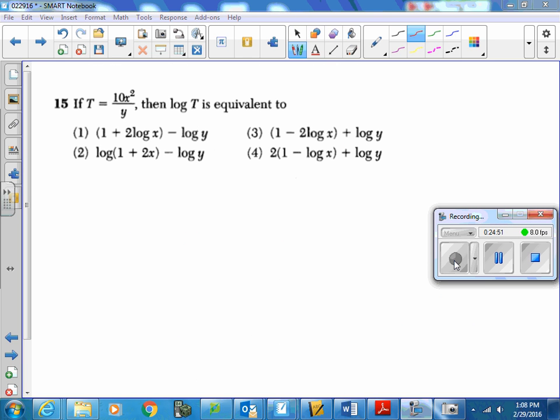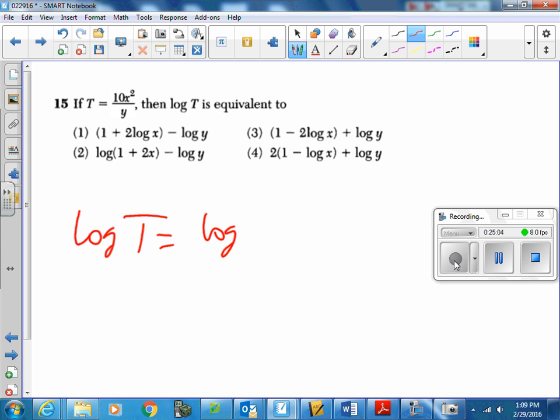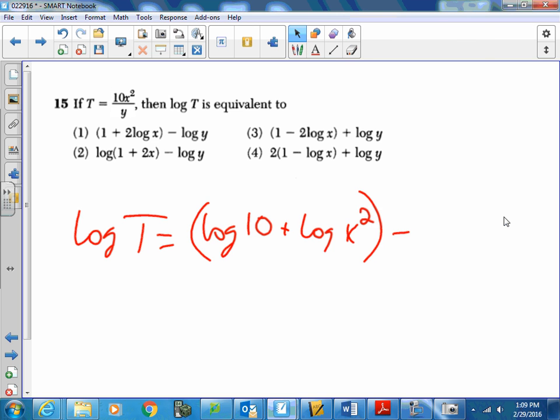Okay, looking at number 15. If we break this down, we have log of t is equal to, let's break down the top. So on top we have 10x squared, so that'd be, remember you can break it apart, you can condense or you can expand. I can expand log base 10. Remember, if you have no base, the base is 10, so it's log base 10 of 10 plus log base 10 of x squared, all of that, and then since you have division, that's going to equal your minus, it's the same thing as subtracting log base 10 of y.